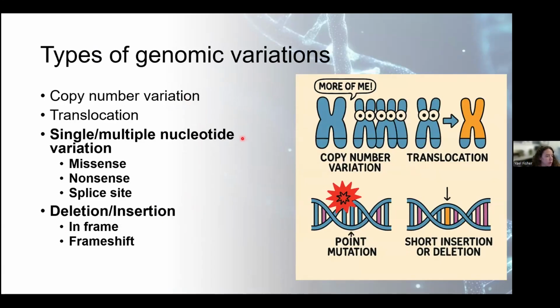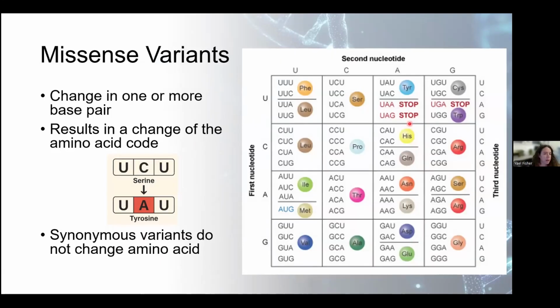Those were the first two types of variants, copy number variation and translocations that create fusion genes. And now I'm going to focus on point mutations, which are either single or multiple nucleotide variations, changes of 1 or 2 base pairs, or short deletions and insertions. And there are different types of variants in this group.